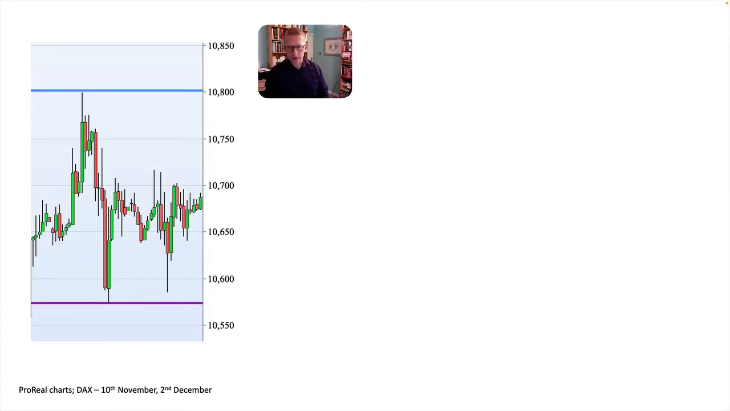This is from the DAX, 10th of November to the 2nd of December 2016. We're on the hourly time frame, so each candle represents 60 minutes. We start off with a long bull move that touches 10,800. Then it retreats to around 10,575. This creates our upper and lower boundaries for the market, which can be very useful for identifying a potential trading range.